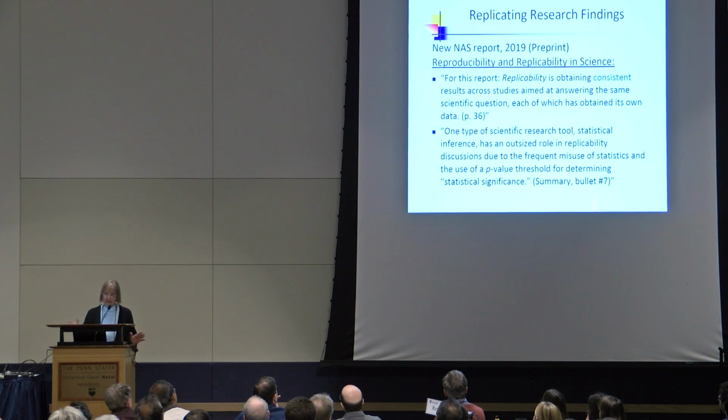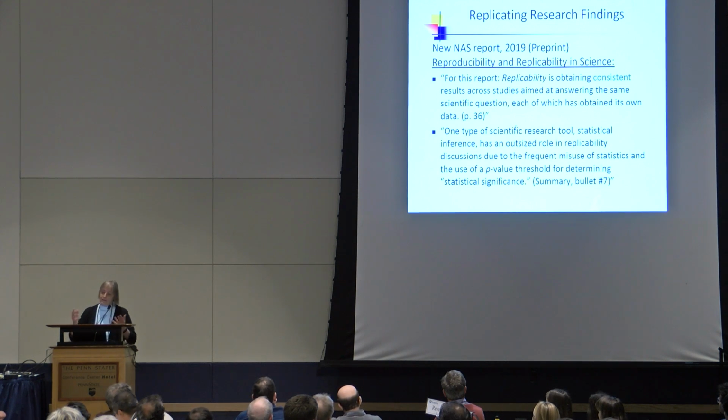So what I really want to talk about is what we mean by replicating research findings. You hear a lot about that right now, and the controversy and the crisis, supposedly, in scientific fields because we're not replicating. And as I was preparing this, it came across my desk that there's a new National Academy of Sciences report just out on reproducibility and replication. It defines replication as obtaining consistent results across studies aimed at answering the same scientific questions, each of which has obtained its own data. So that's what we mean by replication.